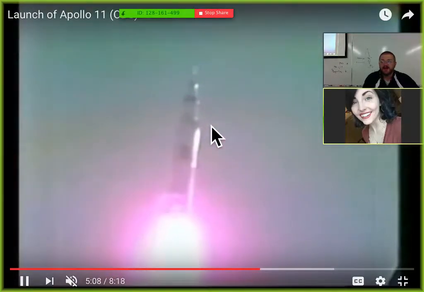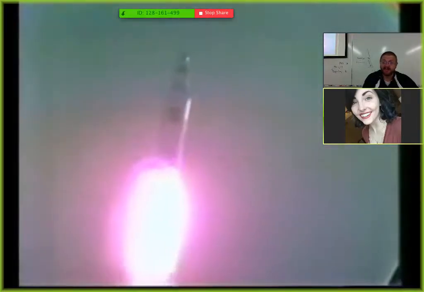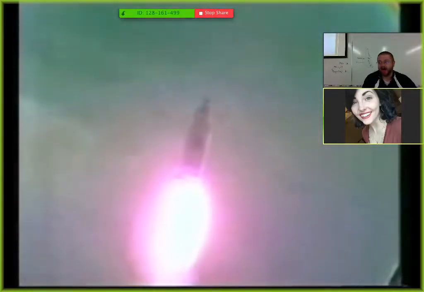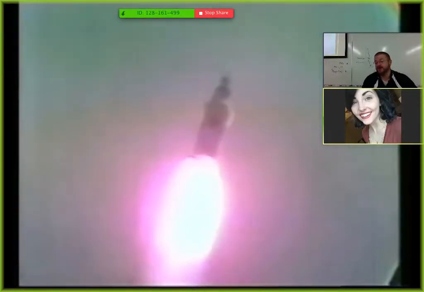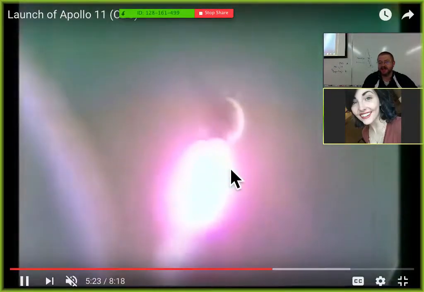Why would that be? Because to get into orbit, you actually have to be going a certain speed parallel to the Earth, remember? So it's not how high you get, it's how fast you're going parallel to the Earth. So you have to get this tangential velocity that's extremely fast.